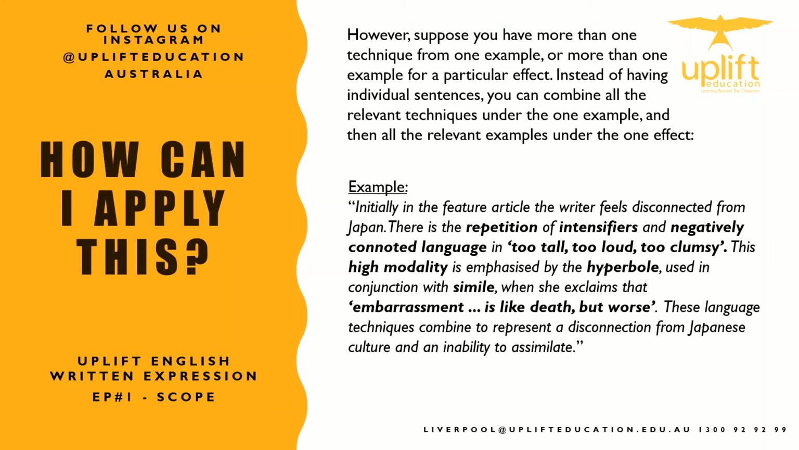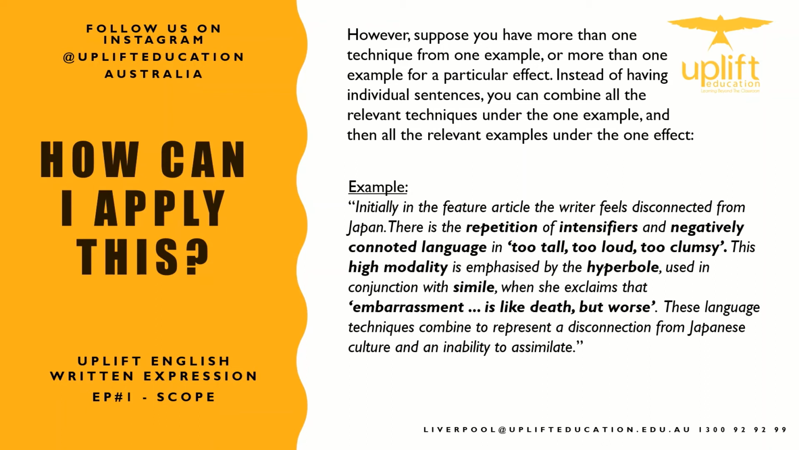Initially in the feature article, and again it might be a hypothetical feature article, initially in the feature article, the writer feels disconnected from Japan. There is the repetition of intensifiers and negatively connoted language in too tall, too loud, and too clumsy. This high modality is emphasized by the hyperbole, used in conjunction with simile, when she exclaims that embarrassment is like death, but worse. These language techniques combine to represent a sense of disconnection from Japanese culture and an inability to assimilate.